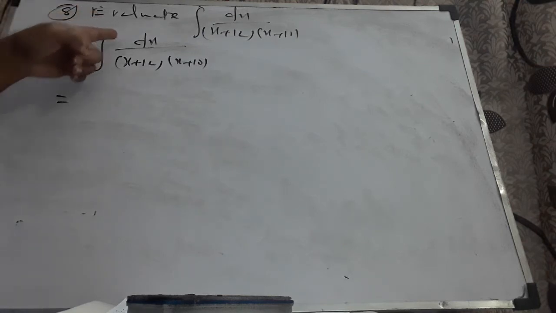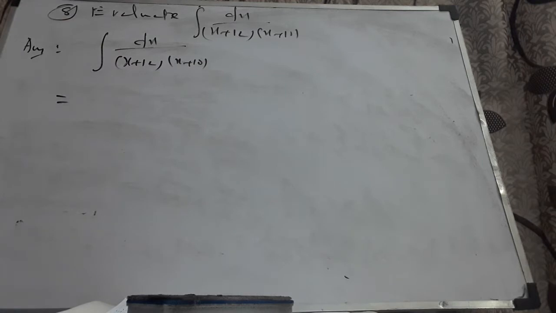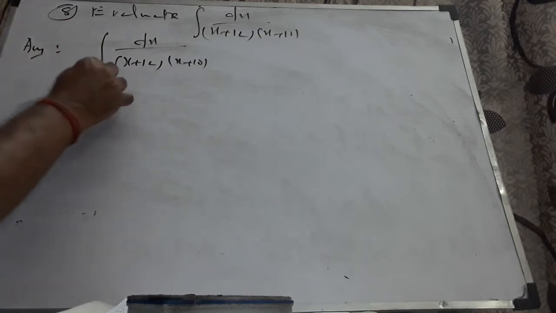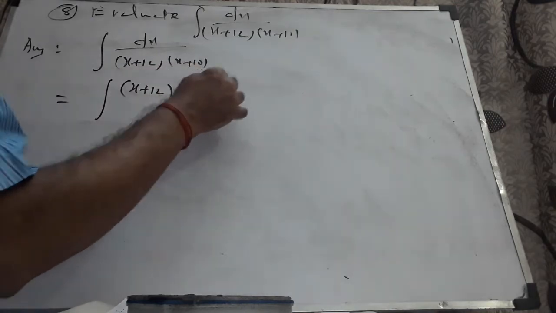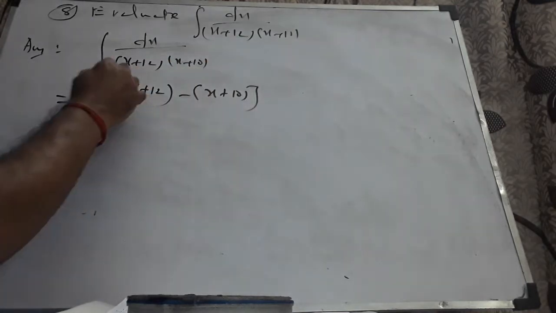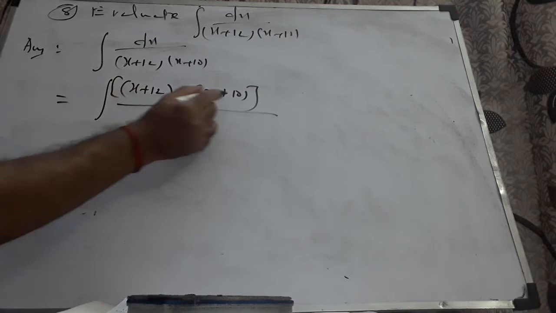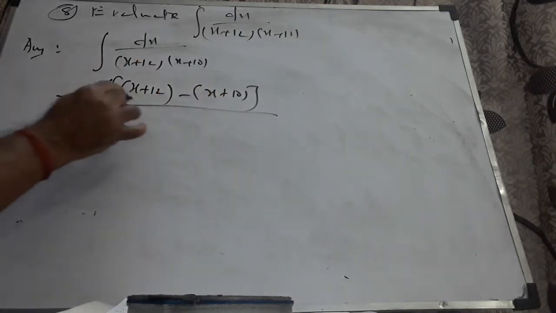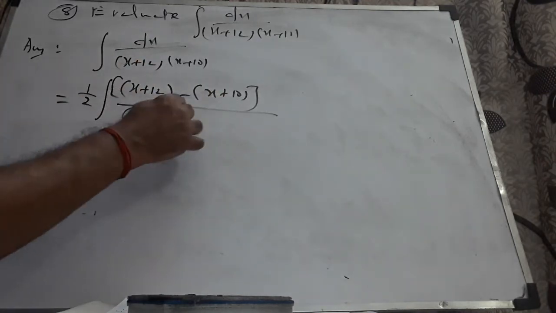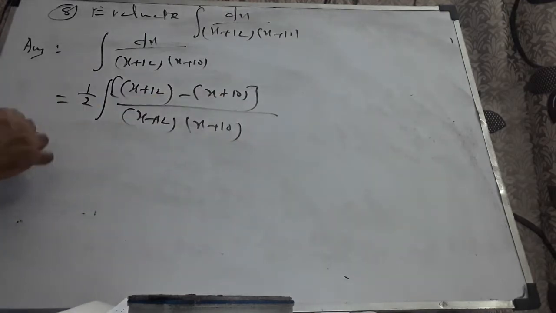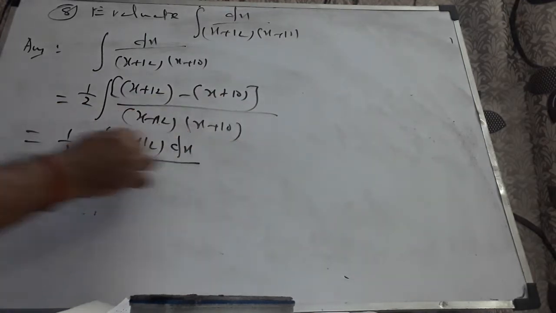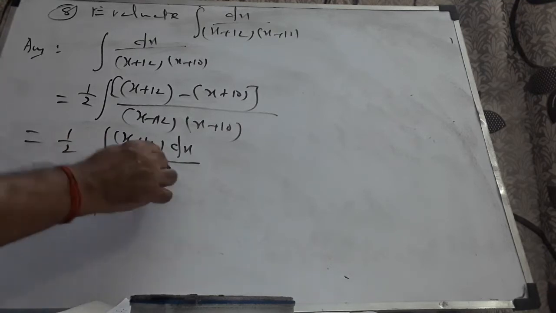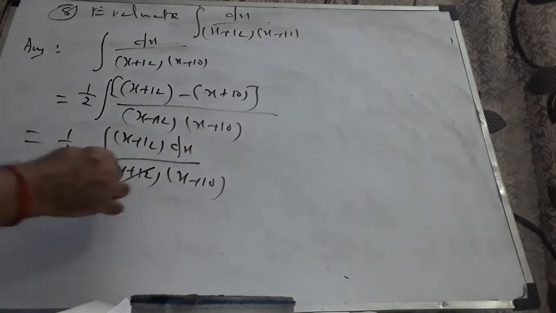Whenever the numerator is 1, there are only two linear expressions over here. What I will do here is, I'll write the numerator as x plus 12 minus x plus 10. Then here x gets cancelled. 12 minus 10 is 2. Therefore, divide by 2. (x plus 12) into (x plus 10). This kind of adjustment will make the problem easier. You'll be able to do the problem in an easier way.